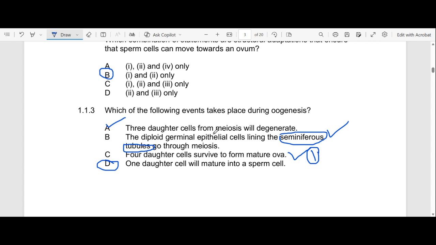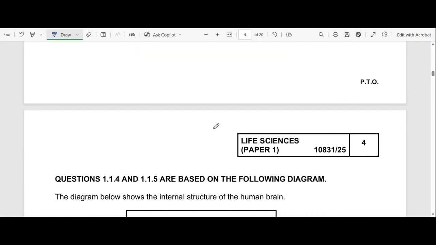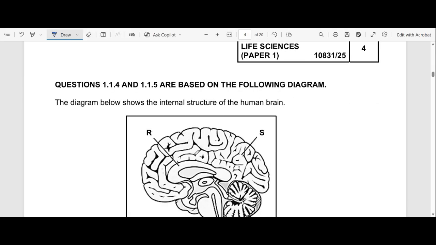3 daughter cells from meiosis will degenerate. Obviously, we know that only one survives, right? Okay, now let's go to 1.1.4 and 1.1.5. So they are based on the structure.